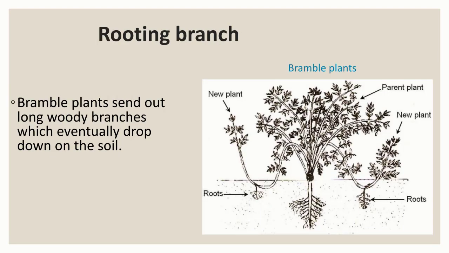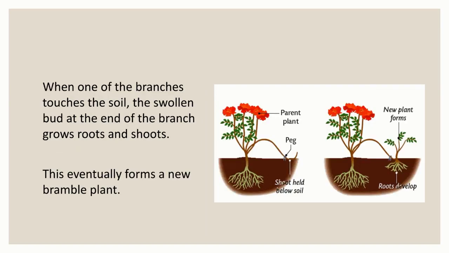Rooting branch. Some plants like the bramble plant send out long woody branches which eventually drop low towards the soil. When one of the branches touches the soil, the buds at the end of it grow root and shoot, which eventually makes a new bramble plant.